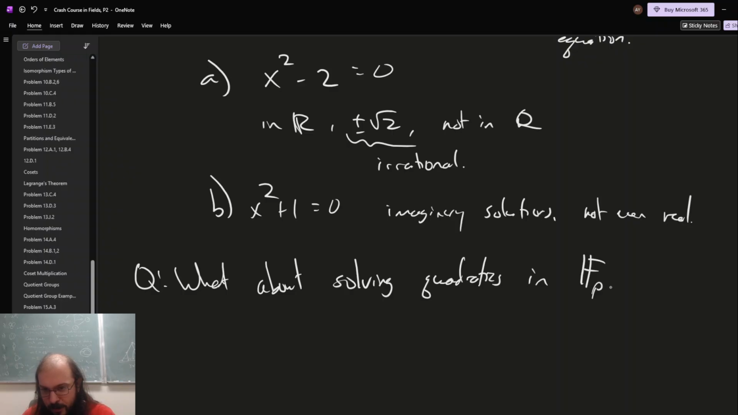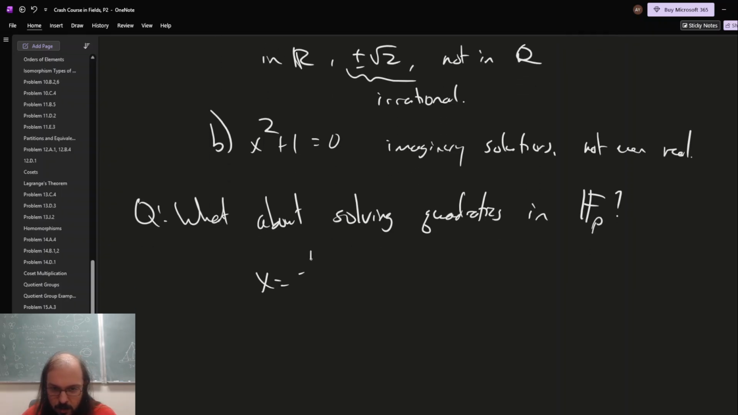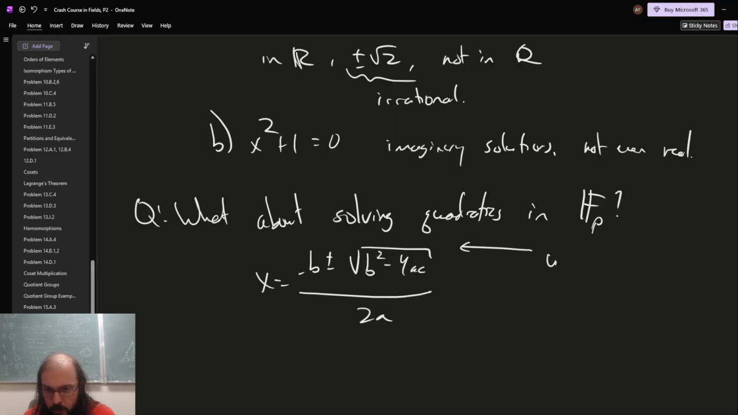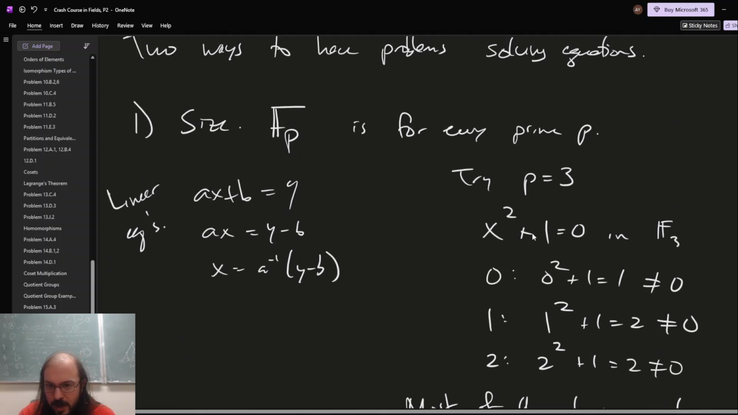Great question, hypothetical student. Writing x equals minus b plus or minus the square root of this guy over this guy, right? In order to do this, the issue is the square root. Which elements actually have square roots in FP? Right?